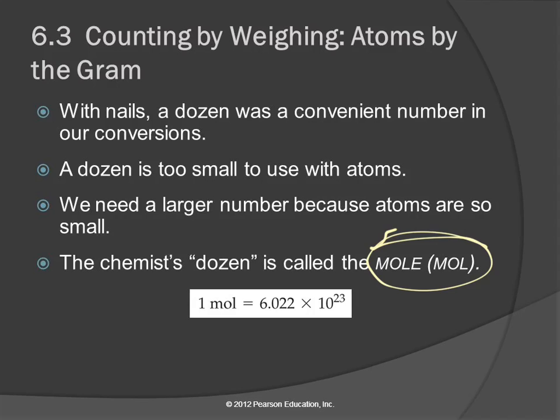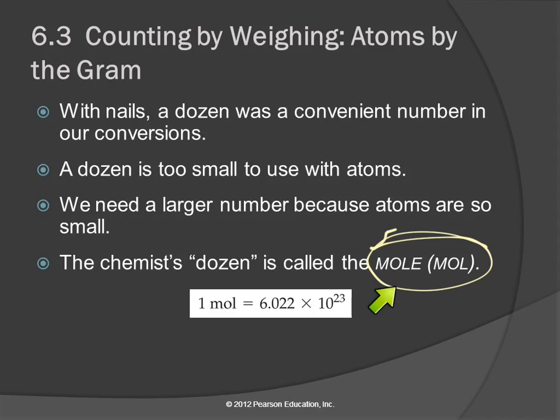Okay? It's like a dozen. It's just a counting unit. We have other counting units. Do you know what a gross is? Not something that is gross, but a gross of something. It's a dozen dozen, 144. Do you know what a ream is? A ream of paper? It's 500 pieces of paper. So we have some other units like that. They just represent a particular number of things.